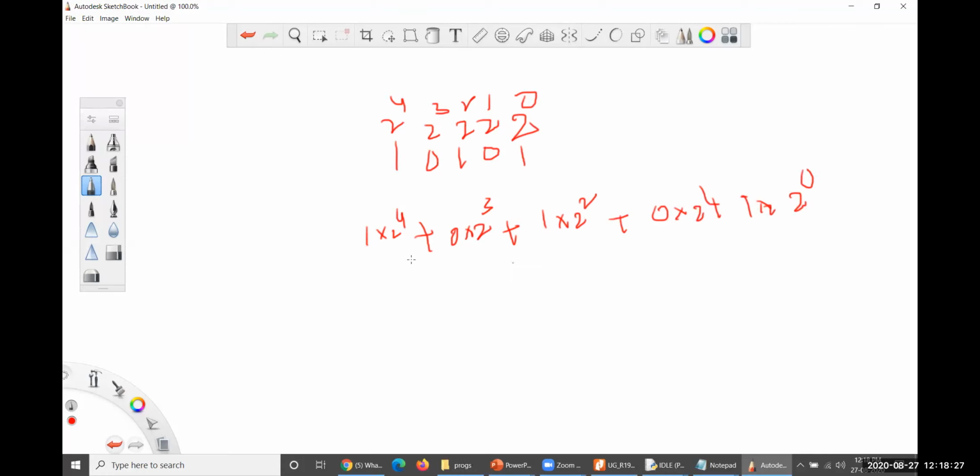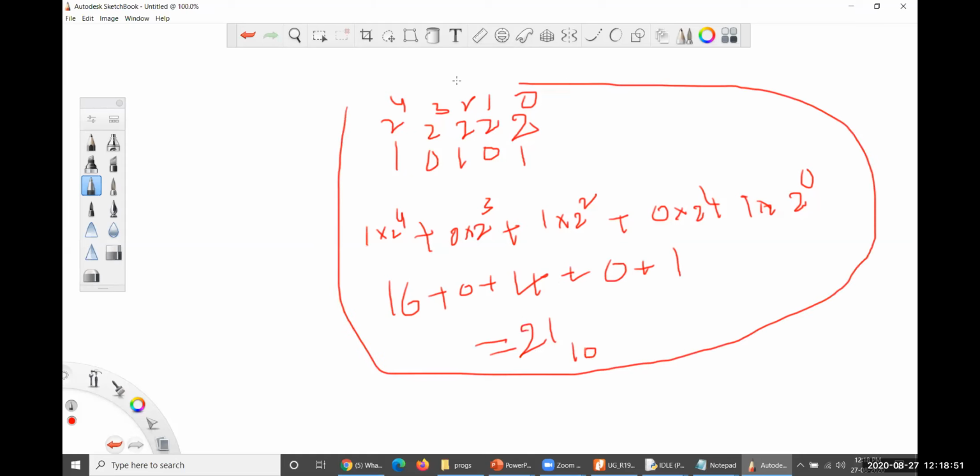So here 1 into 2 power 4 is 16, plus 0, because 0 into anything is 0, plus 1 into 2 square is 4, plus 0 into anything is 0, plus 1 into 2 power 0 is 1. So finally it is equal to 21. This is the value in decimal form. So to perform this particular operation, what are we supposed to do? Let us take this particular problem, and we'll conclude this session today.